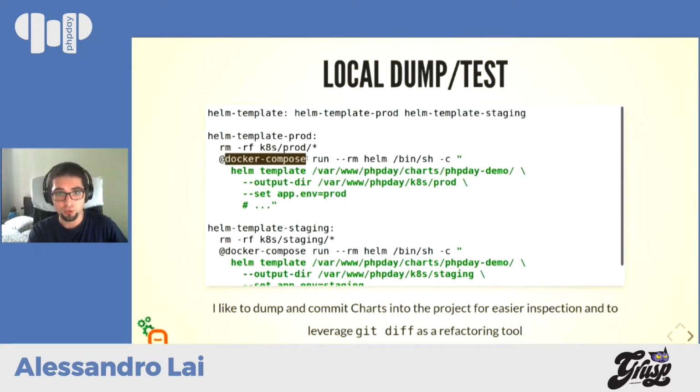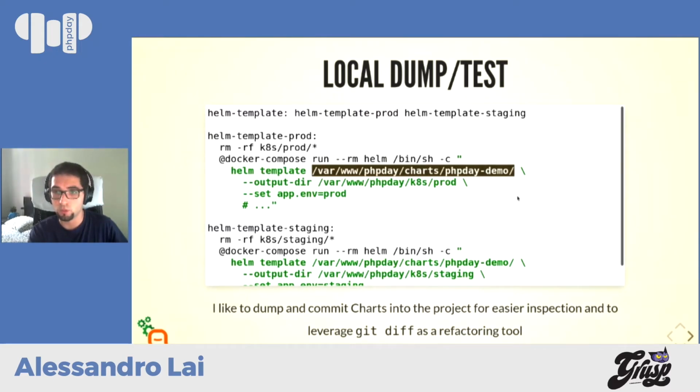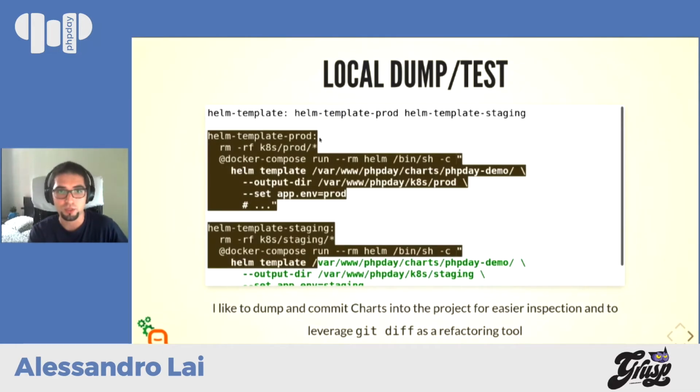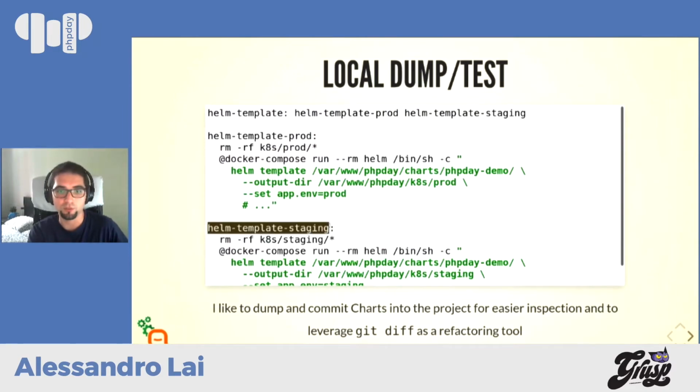So I have Docker Compose to have a Helm container and avoid installing it inside my computer, and just call helm template and the folder that contains the chart. Then I add --output to decide where the output will be written down. And I can use a lot of --set to replace some values inside the values YAML. This is useful. In my example, I've added this value that changes the environment, for example. So I can have a target that produces the output for prod, another one for staging.